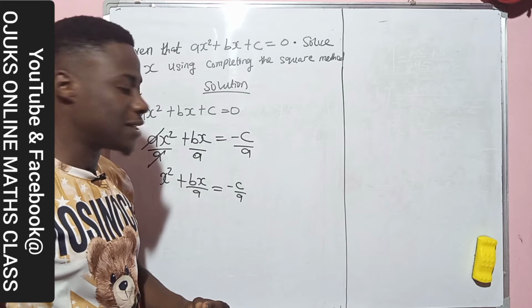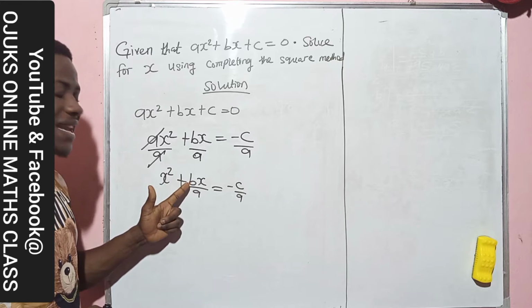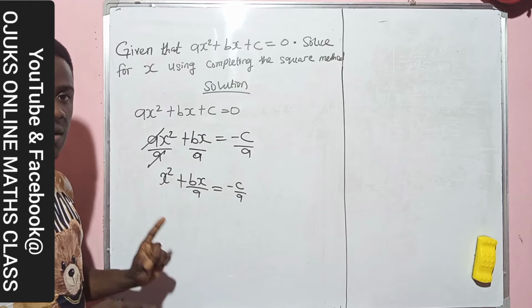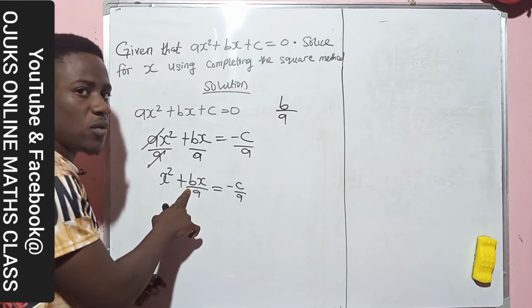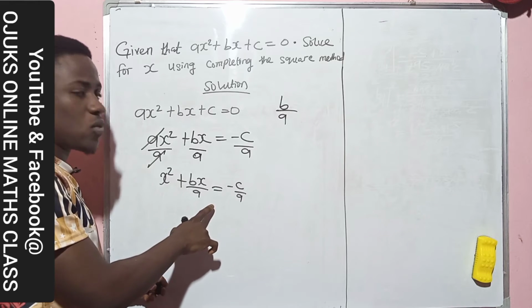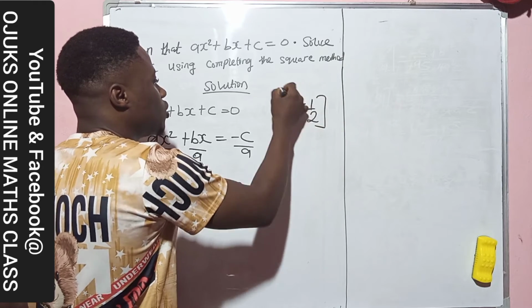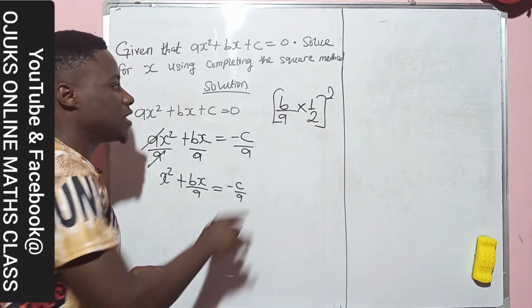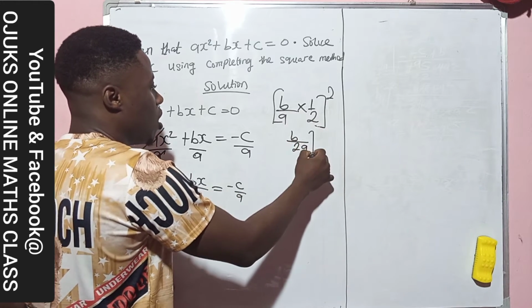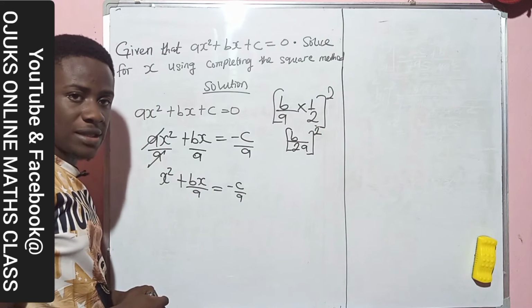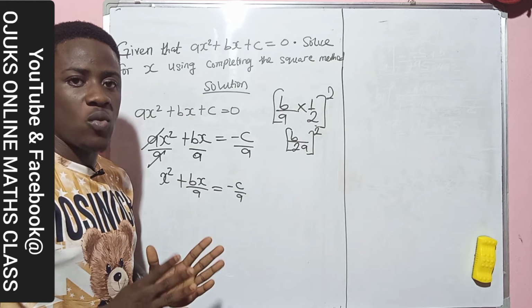Then the third step is this. Multiply 1 over 2 by the coefficient of x, then square the result. I repeat, multiply 1 over 2 by the coefficient of x, and we all know that the coefficient of x in this equation is b over a. So b over a times 1 over 2, then our result we have to square. When we do this, we have b times 1 is b, over a times 2, we're having 2a, all raised to power 2, as you can see. We have multiplied 1 over 2 by the coefficient of x, then we have squared the result.